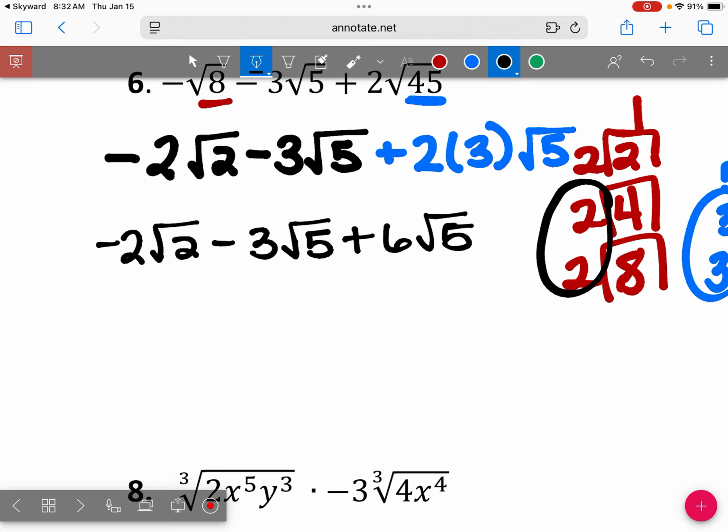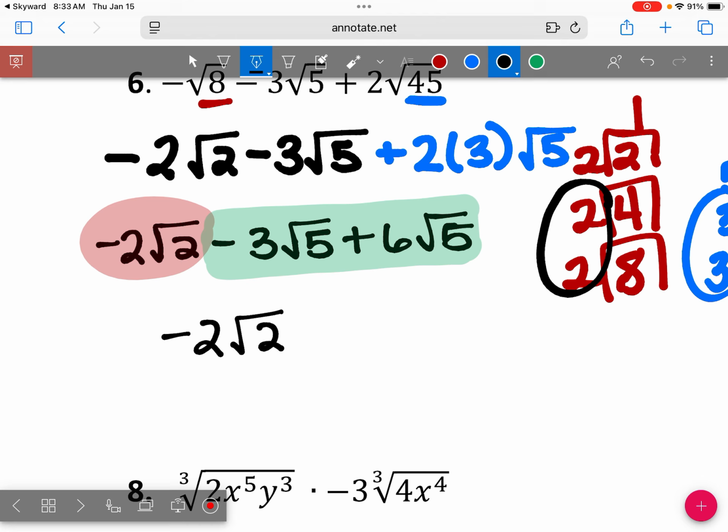Now, the first term is by itself, right? It's sitting at the table in the cafeteria alone. Does not have a friend. This one right here has no like term, so I cannot add this to anything. However, these two can add together because they both have 5s. So my final answer would be negative 2 root 2. And then you have a negative 3 plus 6, which is a positive 3 root 5.